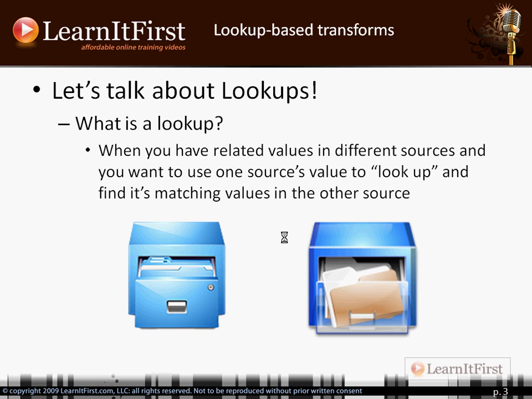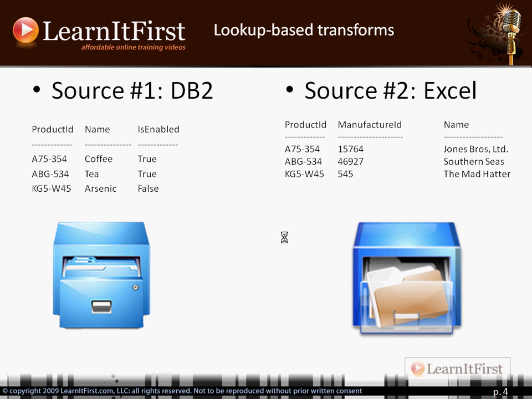You use a lookup when you have related values in different sources and you want to use one source's value to look up or find its matching values in the other source. It may help you to pause the screen and read that a couple of times here, as I'm going to go to the next page and I'm going to explain. We've got two sources. One of the things that we should notice immediately as query writers, as DBAs, whatever, is that we have the product ID matching. So it matches data types and it matches values between them.